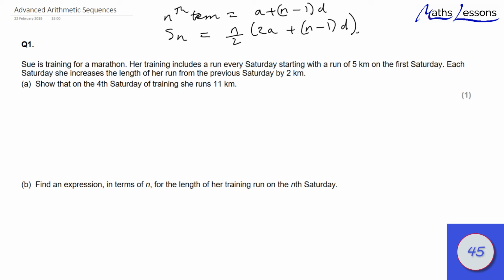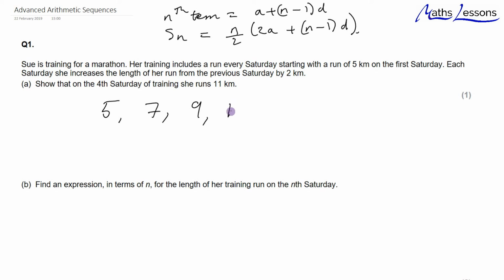Okay, we'll stop it there because we've got an answer in chat, and let's see if they got it right. So, starting on 5 kilometers in the first week. So 5 kilometers, and then the second one will be 7, and the third one will be 9, and the fourth one will be 11 because it goes up by 2 each time. Find an expression for the length of the training on the nth Saturday.